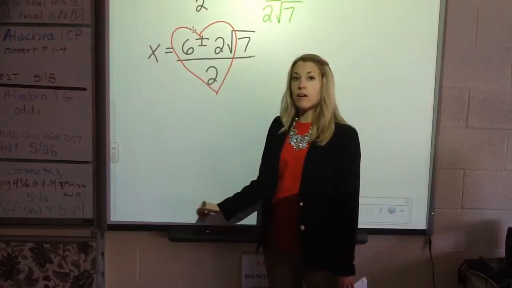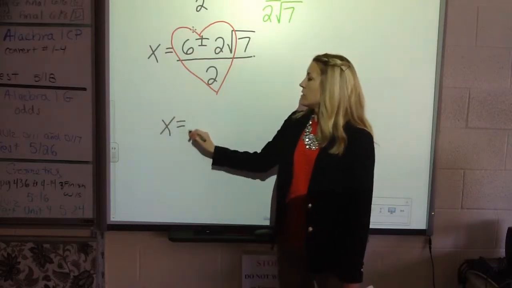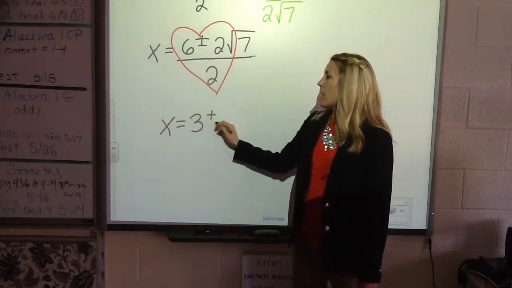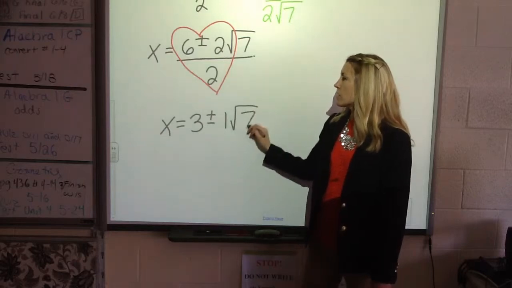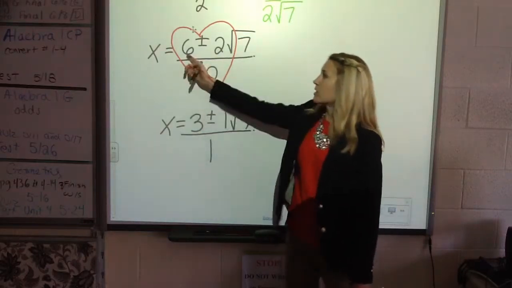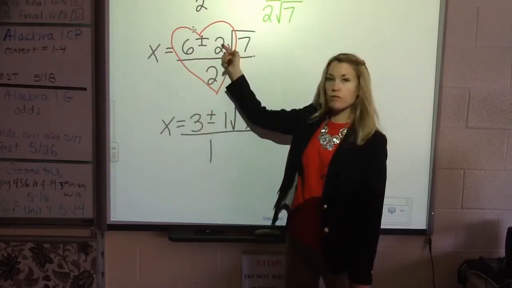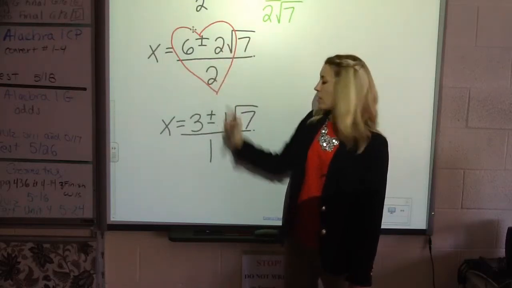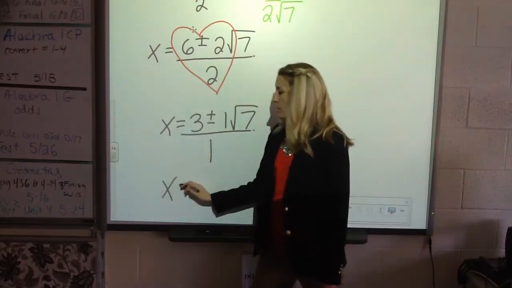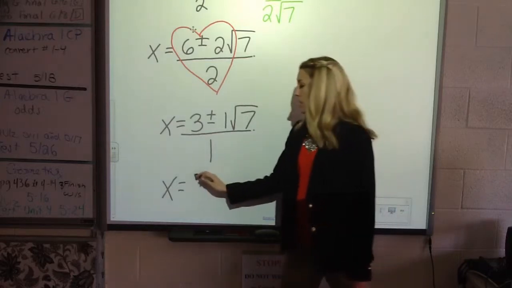So you can divide out a 2 from each of these. So we get a 3 plus or minus 1, radical 7, all over 1. 6 divided by 2 is 3. 2 divided by 2 is 1. 2 divided by 2 is 1. And last but not least, I'm going to take away the 1s because of the identity property.